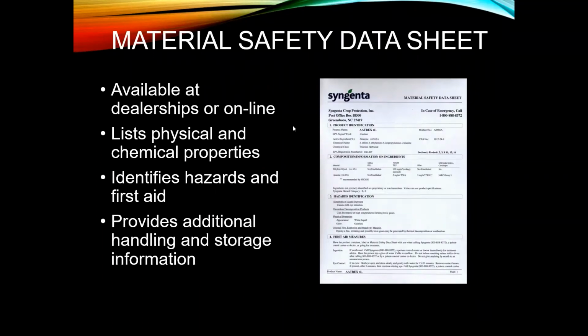My slideshow is just a little bit older than it should be because there's no longer material safety data sheets. They're just a safety data sheet, available at herbicide dealers or online. Most all products have one online. There's several places you can go online to get it. Our website has an online place to get SDS and labels, Green Book. There's several different places to get data sheets and labels. On these, they list physical and chemical properties. They identify hazards and first aid. They provide additional handling and storage information.